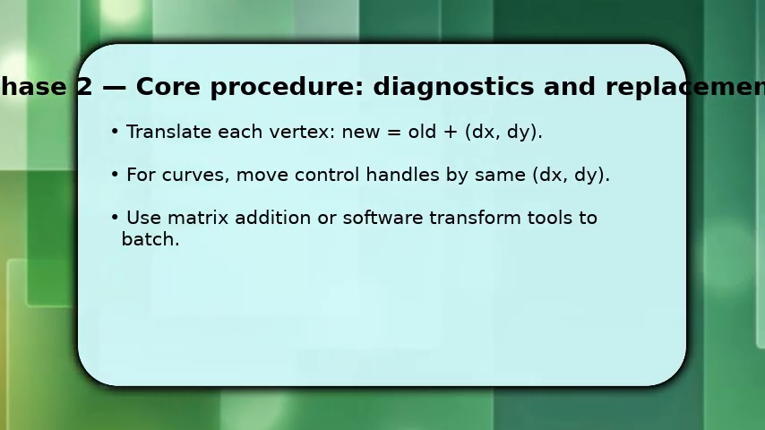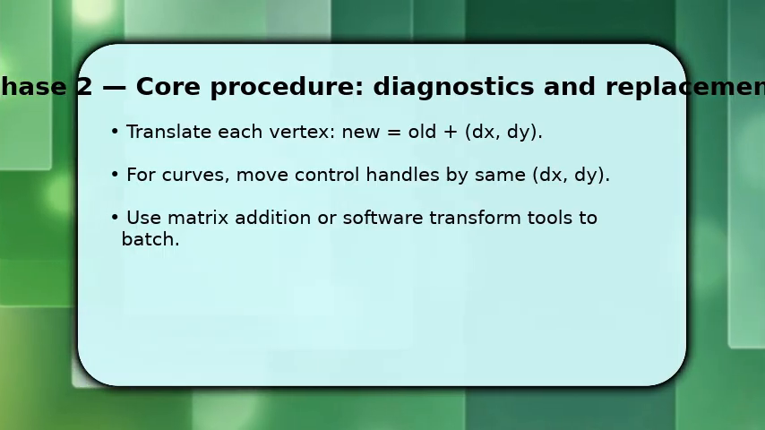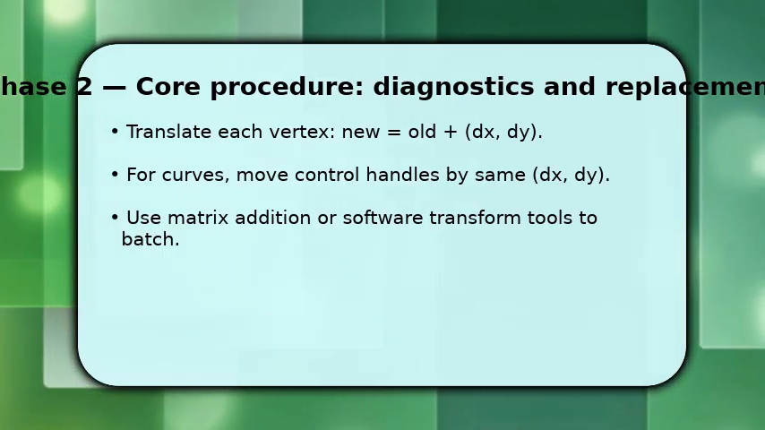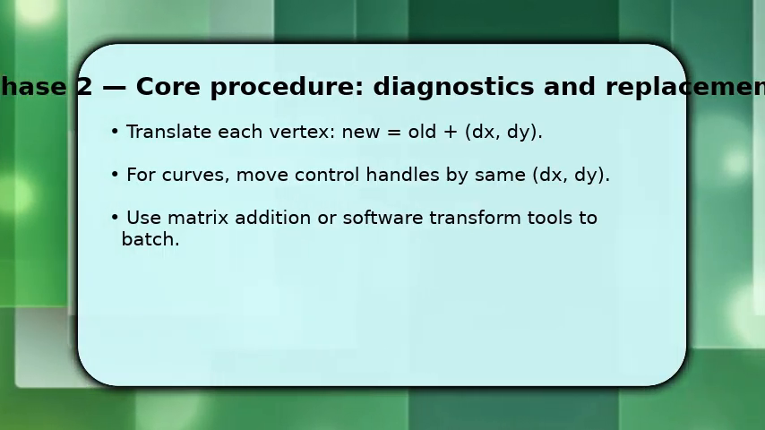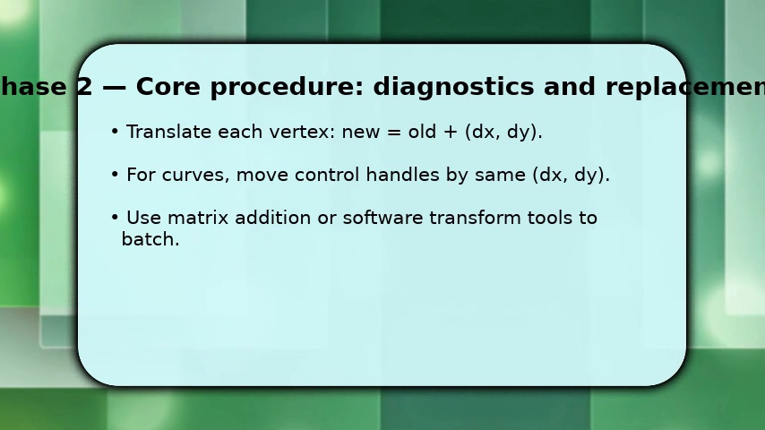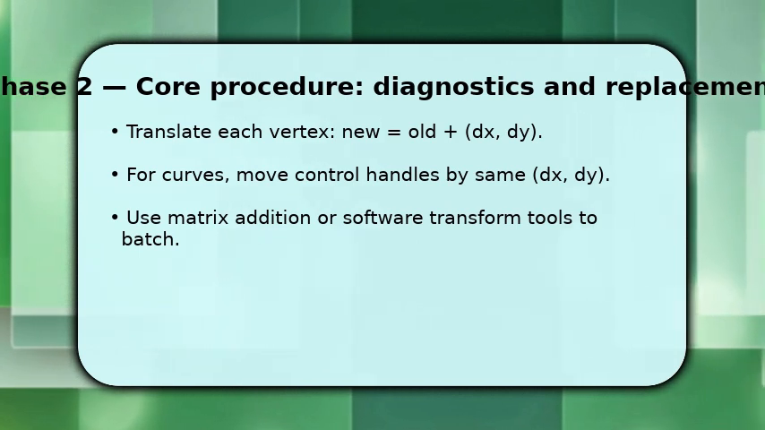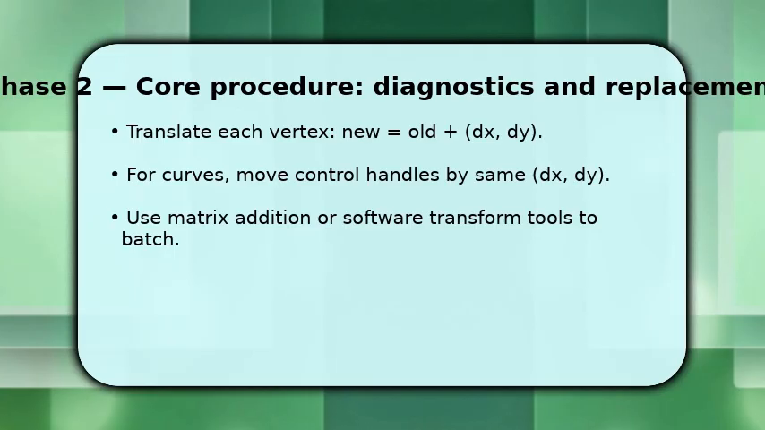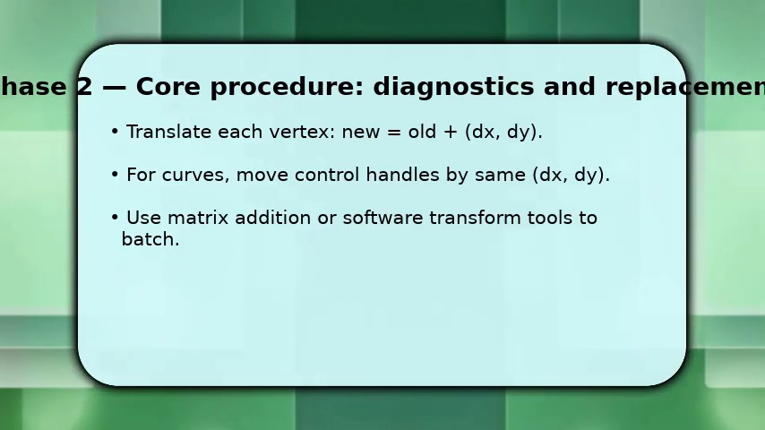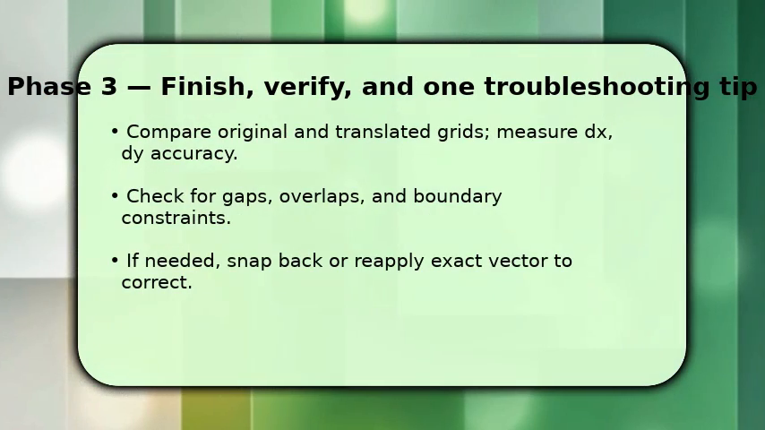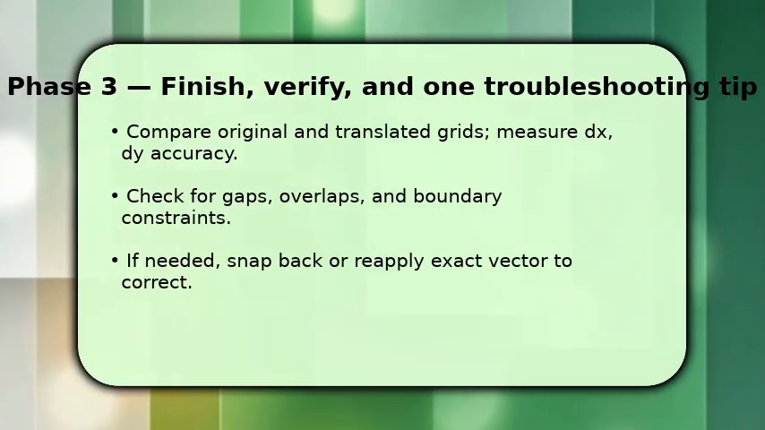Make use of a transform matrix or batch tool to automate, which reduces arithmetic mistakes and speeds the task. After automation, visually inspect the outline to confirm continuity and finish by verifying the translation, overlay the original and moved shape, and measure the displacement to ensure it equals dx, dy.